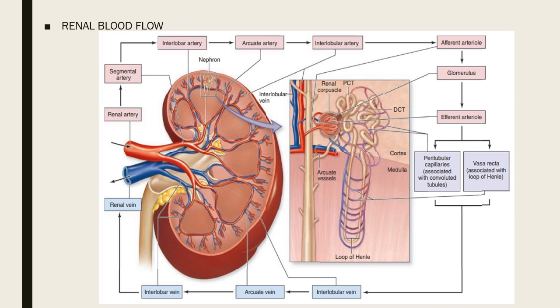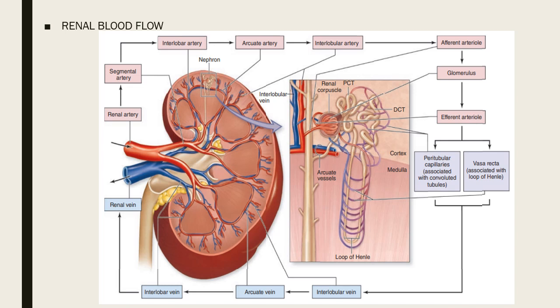Okay, and so with that, your renal vein drains blood from the kidneys. Your afferent arterioles will carry blood to the glomerulus. Your efferent arterioles will drain blood from the glomerulus. And then your peritubular capillaries are a capillary bed that surrounds your convoluted tubules, while your vasa recta are capillaries that surround the loop of Henle.